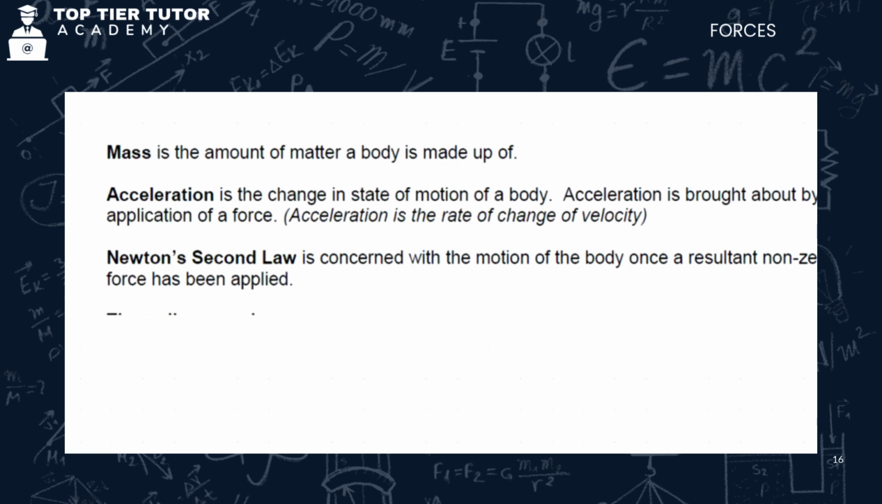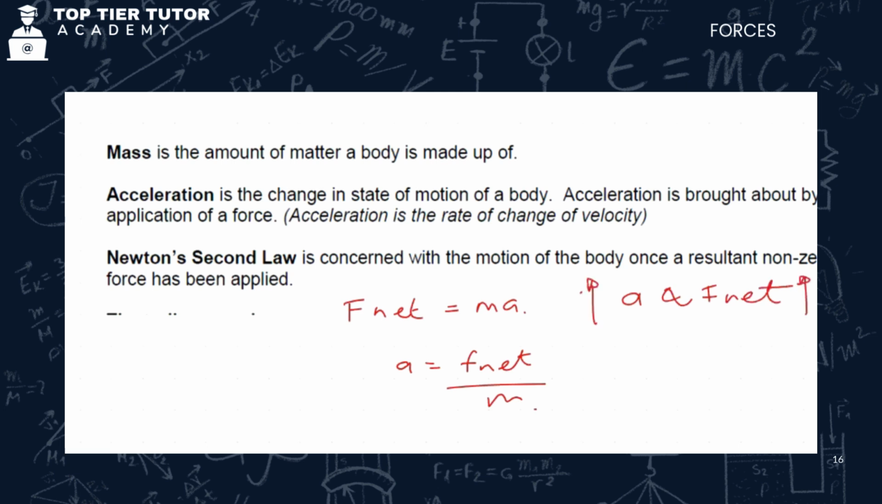So Newton's second law says if a body is in motion, then the resultant force is not zero. The resultant force would be given by this equation over here. And if we were to rewrite the equation, we would have a equals F net over m. What that is telling us is that the acceleration is directly proportional to the resultant force. When the resultant force increases, so will the acceleration. If the resultant force decreases, so will the acceleration.